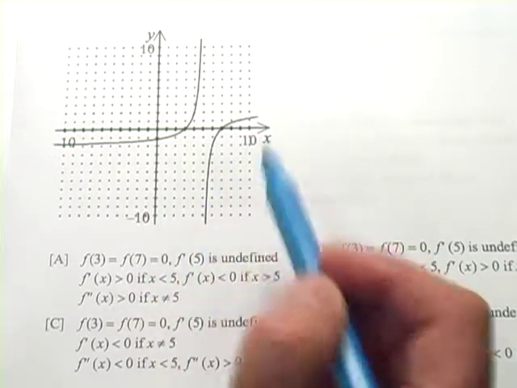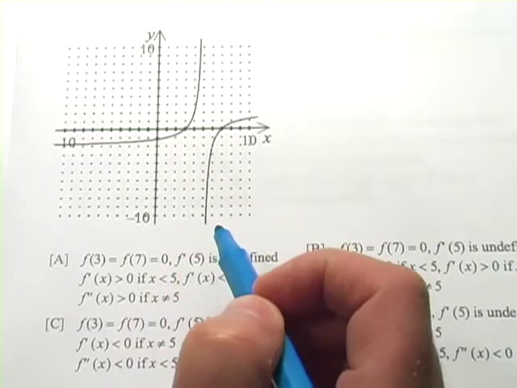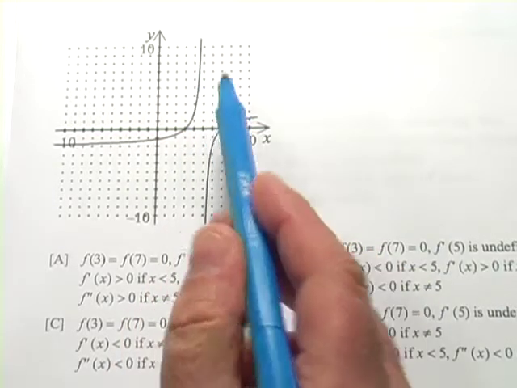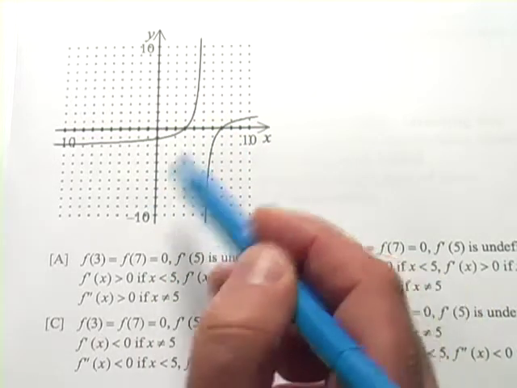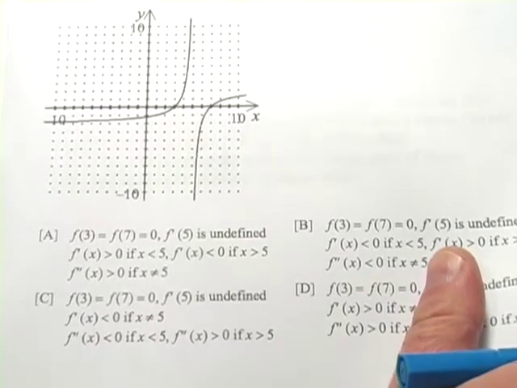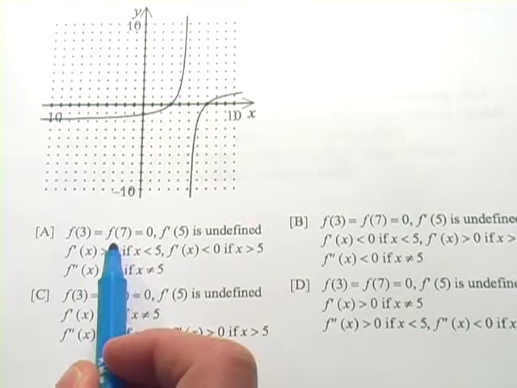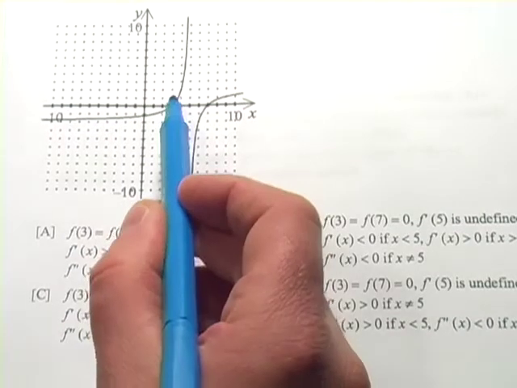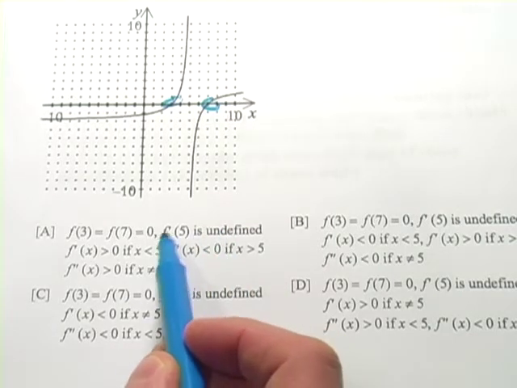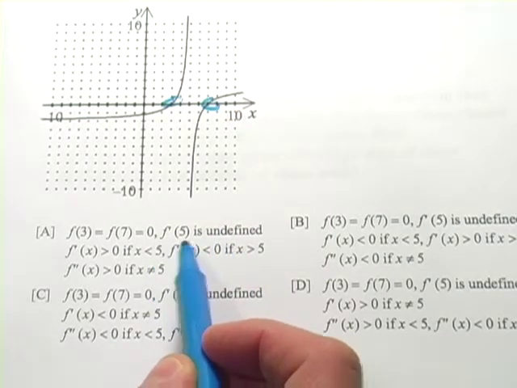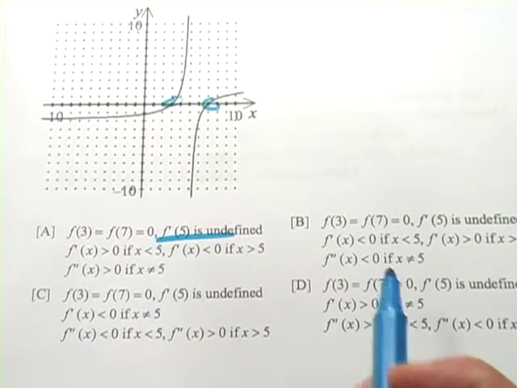But it looks like this graph is increasing along its whole length except for the point of discontinuity, which is at x equals 5, when the function goes crazy and is at infinity and -infinity at the same time. So that's a good insight to have before we jump into this. Let's see what these things say down here. Starting with A, we've got f of 3 equals f of 7 equals 0. So those are the zeros of the function. And that looks right. f prime of 5 is undefined. So there's no derivative at x equals 5 because the function is not continuous there, so that looks good.